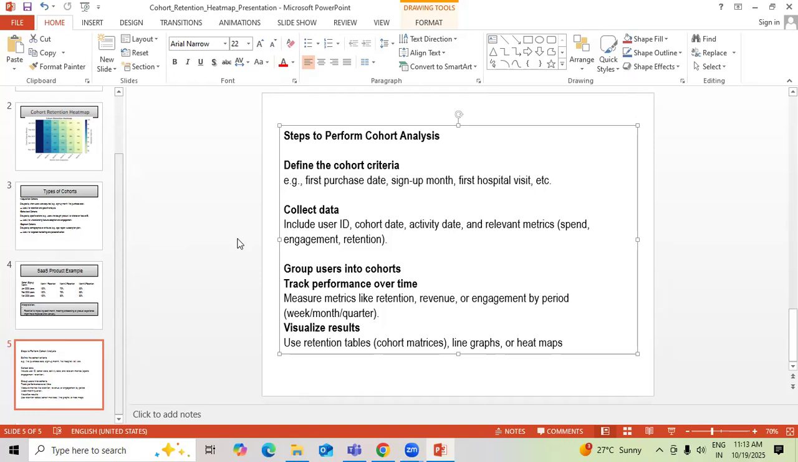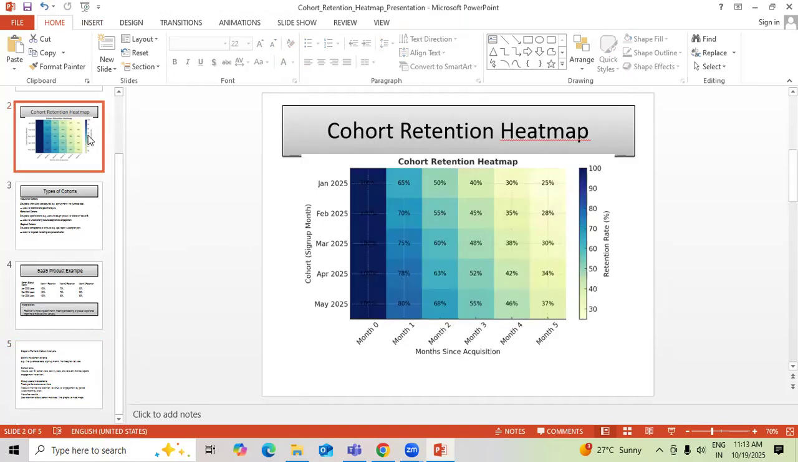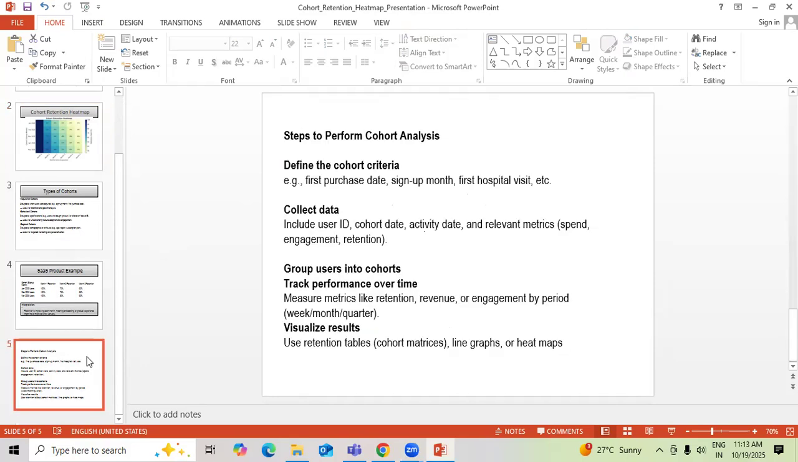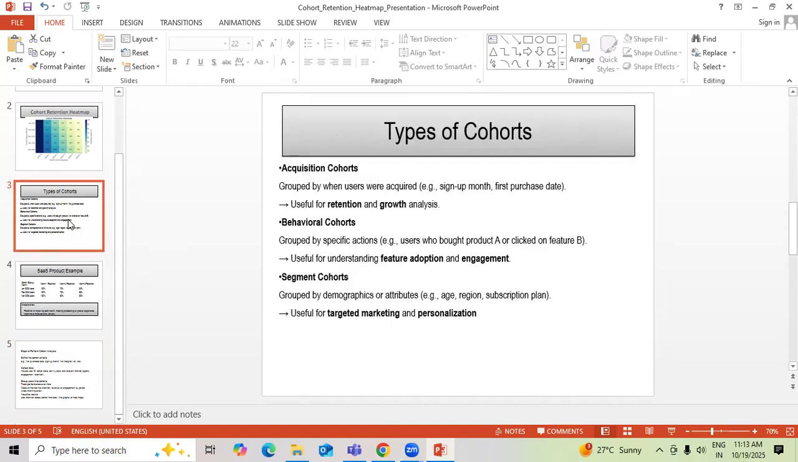Next, we can visualize the results using retention tables and different graphs: line graphs, bar graphs, or heat maps. Cohort retention heat maps can be prepared so that we can visualize the results, and based on that, business decisions can be taken. It can be useful in business, retail, insurance, healthcare, anywhere. As far as analytics is concerned, cohort analysis is one of the widely used techniques. This is the overall understanding.